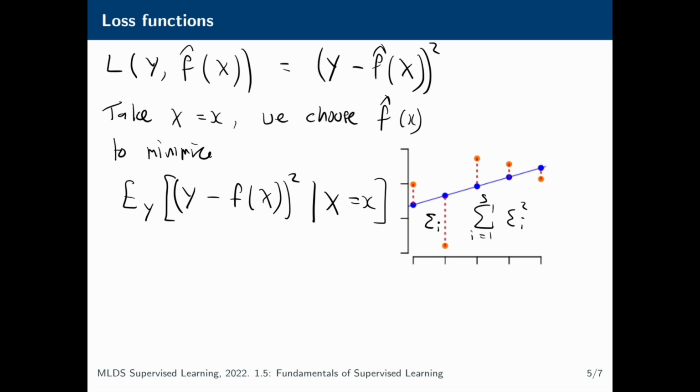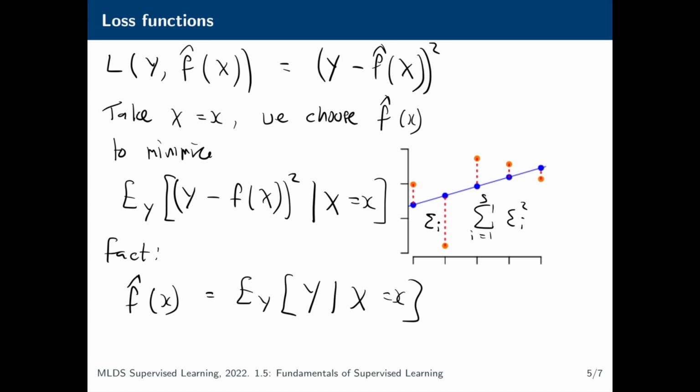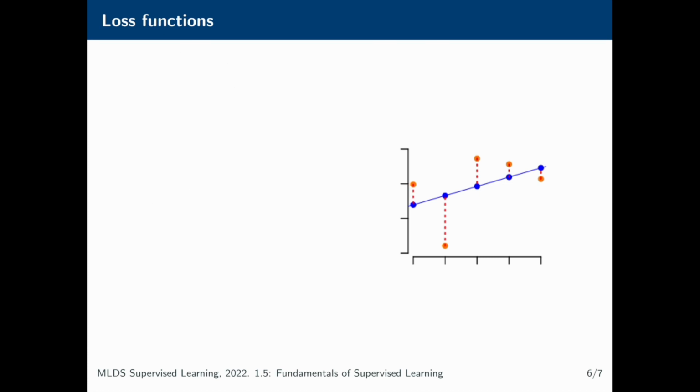We're going to show in the lab the following fact, which is true in general for this loss function, and that fact is that f hat of x, which is the minimizer of this function, is nothing more than the conditional expectation of y given that x is little x. We can define other loss functions.